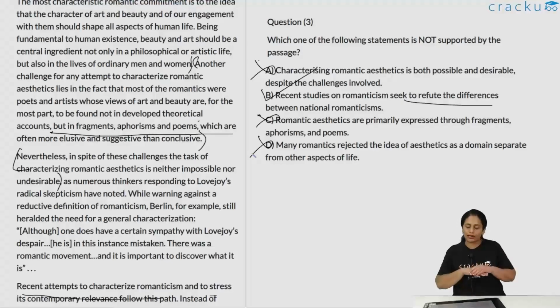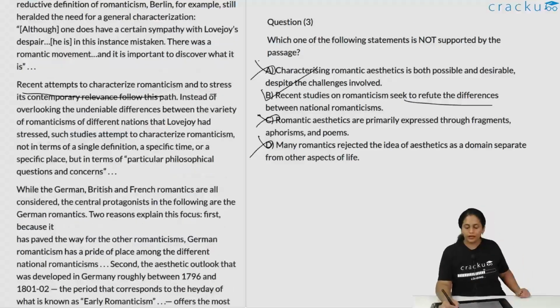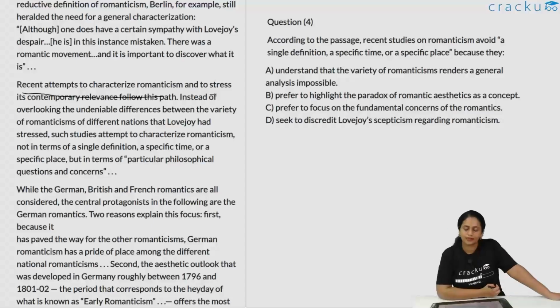Recent studies have not tried to say that there is no difference between national romanticism. They have essentially tried to not define romanticism according to national lines, but they have tried to define romanticism according to the question states. So B is the right answer. So the fourth question is, according to the passage, recent studies on romanticism avoid a single definition, a specific time or a specific place because.